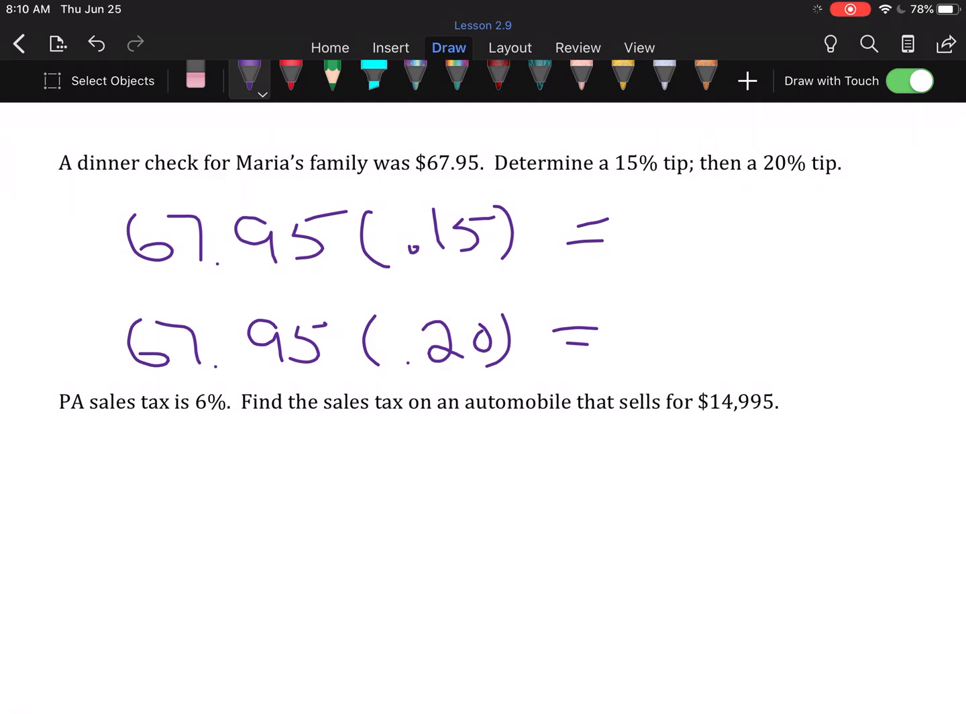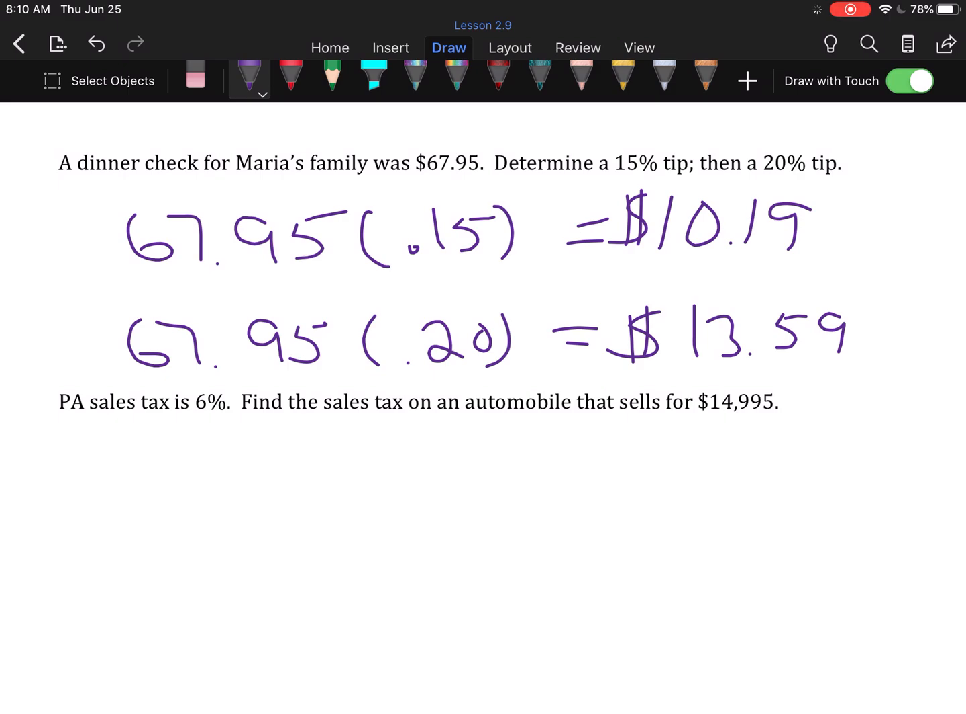So 67.95 times 0.15. This will be a $10.19 tip. Rounding to 2 decimal places, we are looking at money. And 67.95 times 0.2. This is a $13.59 tip.